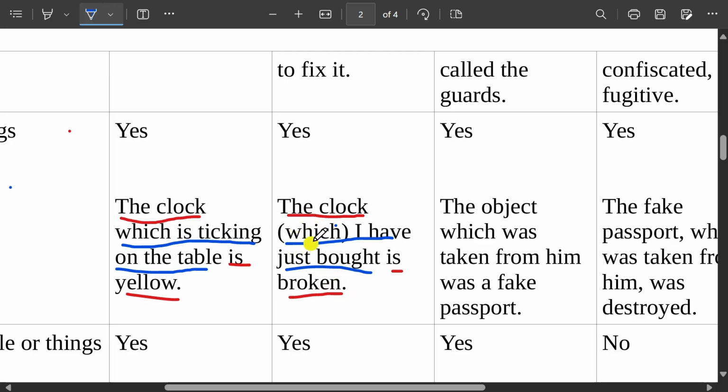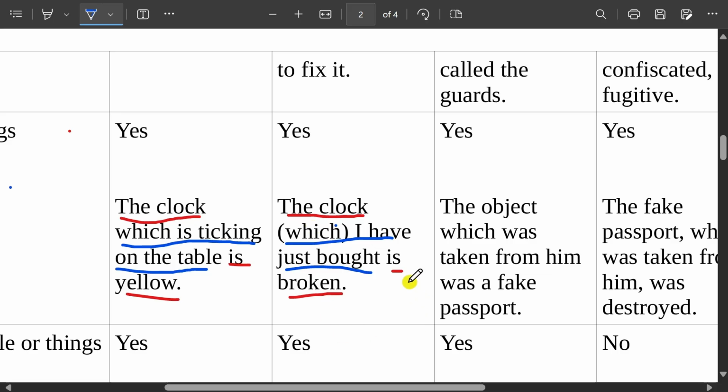So which over here refers to the clock, but which is not doing the buying. I am doing the buying, right? So which is here the object. I have just bought the clock. So what I have bought is the object. You buy something, that something is the object. So here it's the object of the sentence, okay?